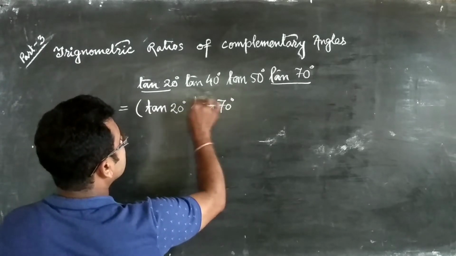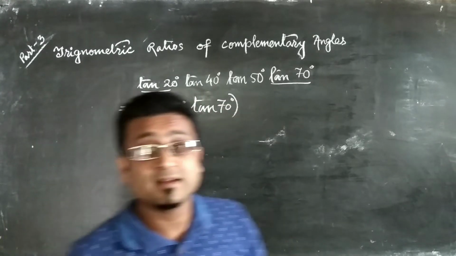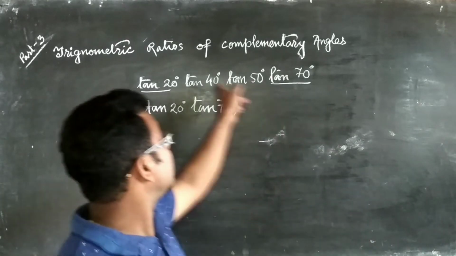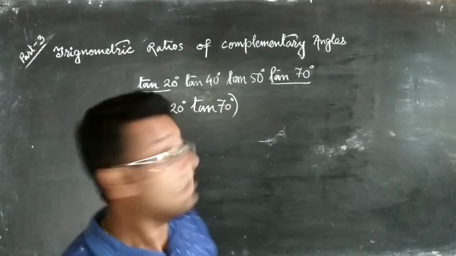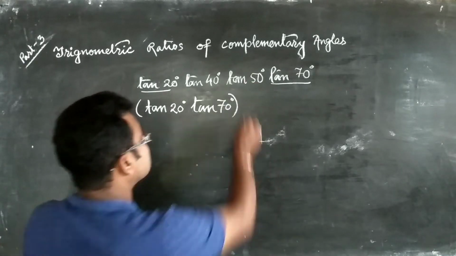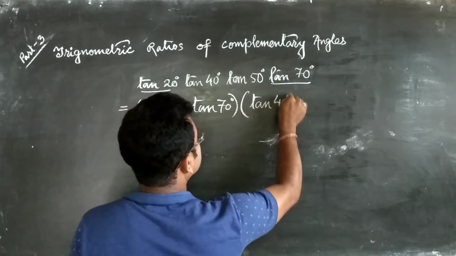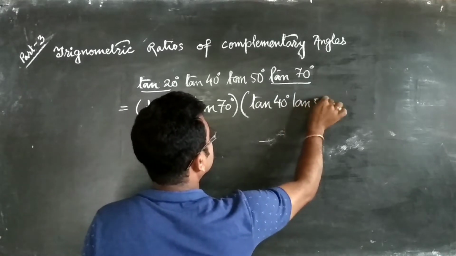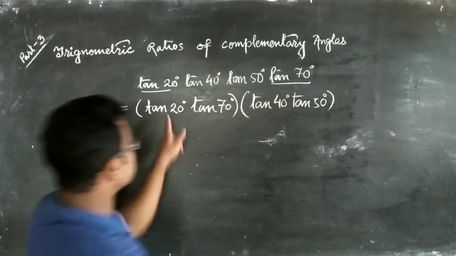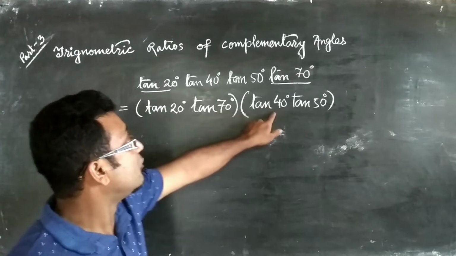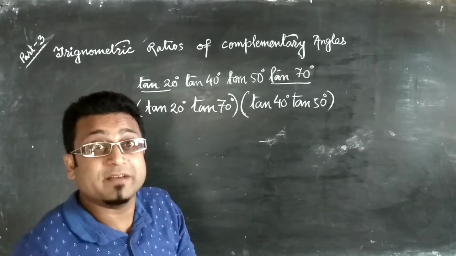Now this poor 40 is also crying, it also needs a partner. What will be the complement of 40? 50. So 40 and 50 will club together and you are going to get another group, tan 40 of tan 50. Look, 20 has got 70, 40 has got 50. Both of them are very happy now.